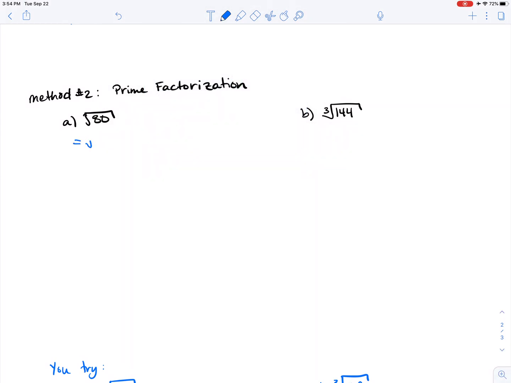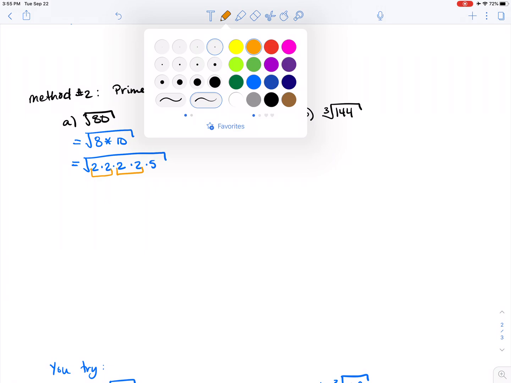Well, I know that it equals 8 times 10, so I'm going to take the square root of 8 times 10, and now I'm going to break down 8 and 10 into the prime factors. So 8 is 2 times 2 times 2, and 10 is 2 times 5. Now I'm looking for factors that result in a perfect square. So if I look, I have 2 times 2 and 2 times 2. Those are two perfect squares. So I'm going to isolate those.